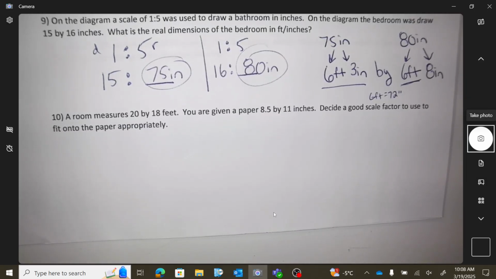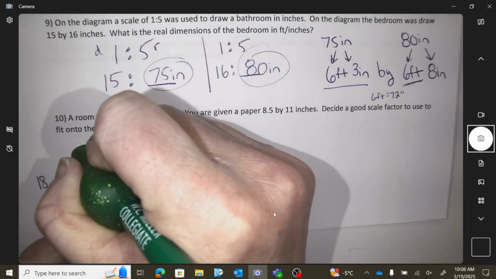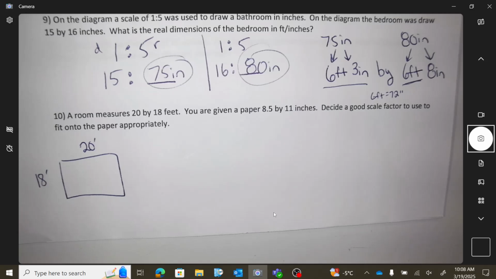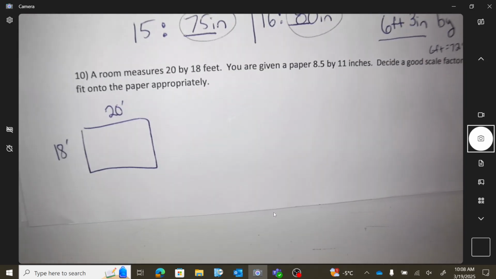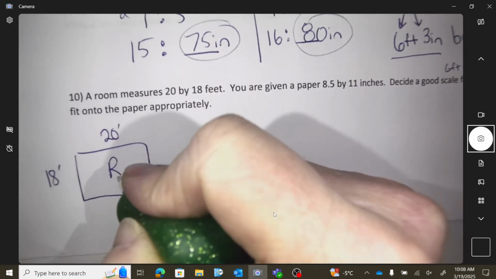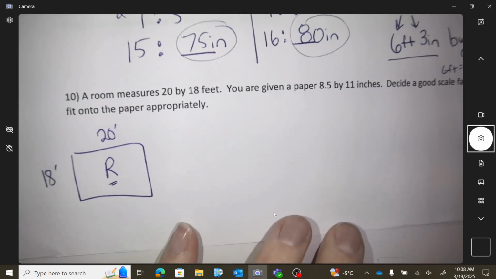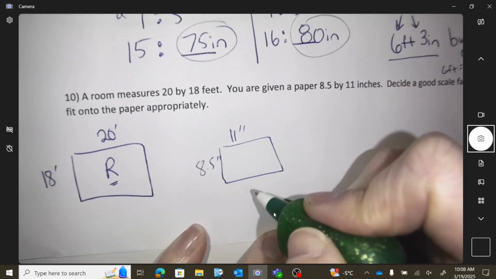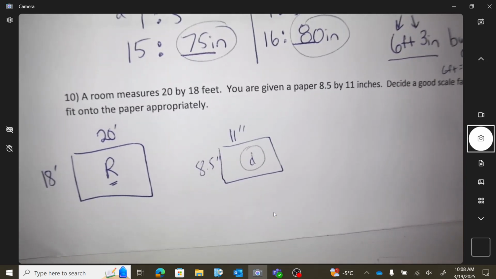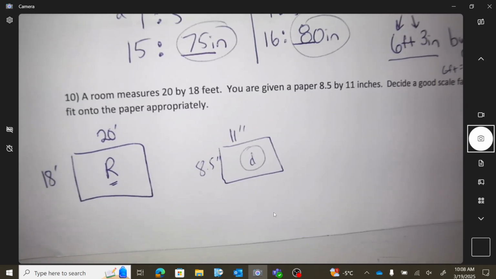Okay, we have a room that's measuring 20 by 18 feet. And we are trying, I'm just gonna put an R there because that's my real thing. And I'm gonna try to put it on a piece of paper. And then my paper is 8.5 inches by 11 inches. So I'm just gonna put a little D there to remind myself that that's my diagram part. Real life diagram part.